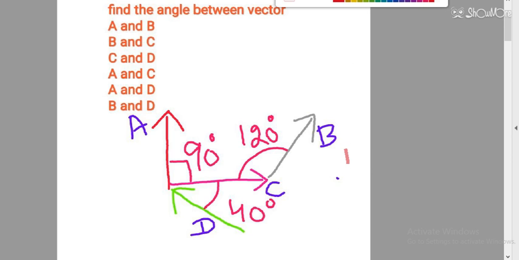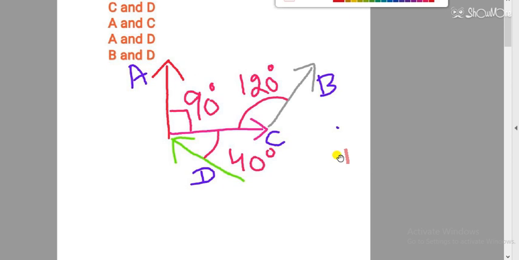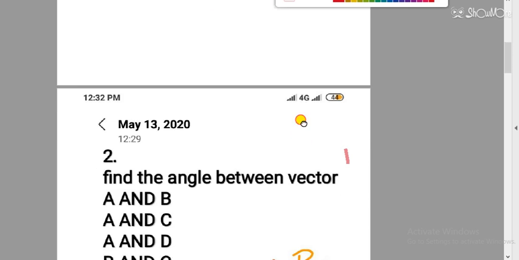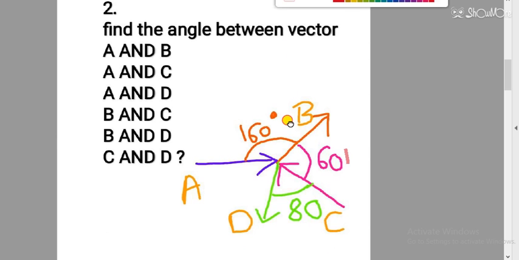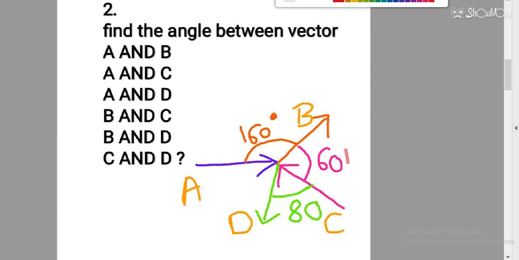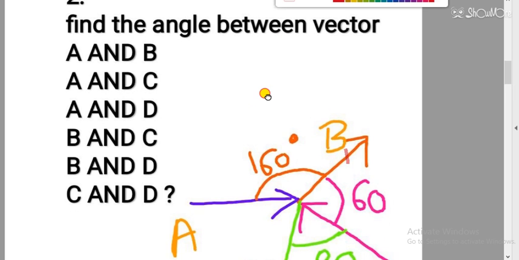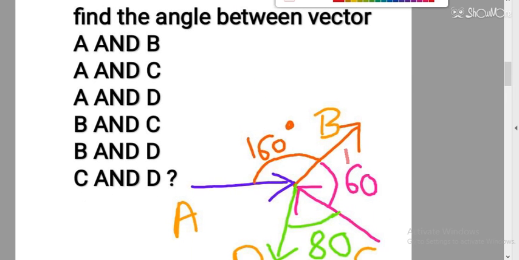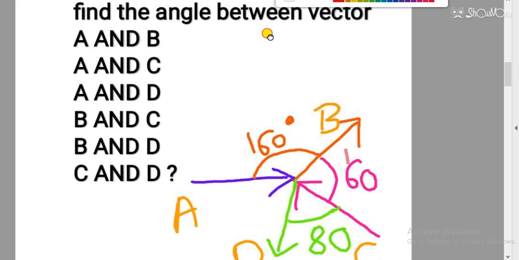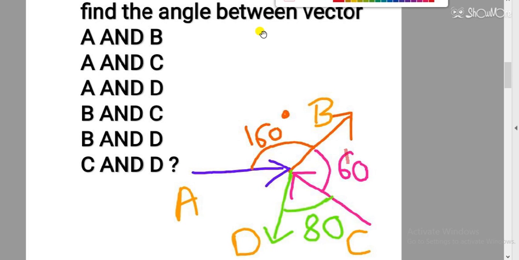So students, the next question is to find the angle between vector A and B, A and C. I can zoom it. I will try my best so that the question is clearly visible to you.